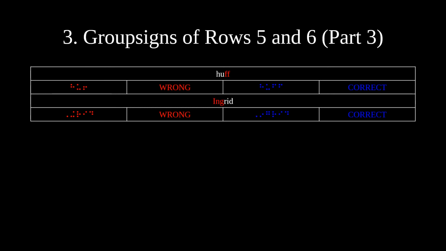The contractions BB, CC, FF, and GG may appear only in the middle of words, just like the contraction EA. The word huff does not use the contraction FF, because the letters FF are at the end of the word. The contraction ING may never appear at the beginning of a word, such as in the name Ingrid.